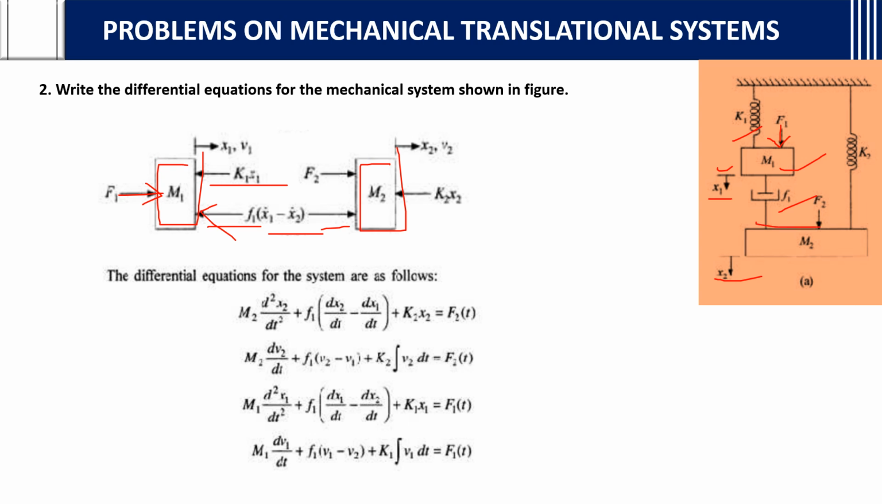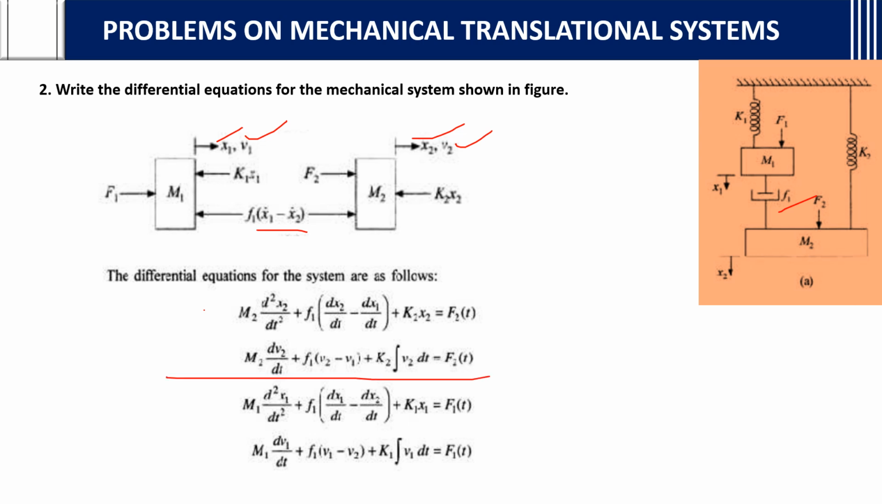Next here M2 is connected. For M2 you will connect K2, in the opposite direction, that is K2 into X2. Anyway f1 is already connected between both, and F2 is connected in this way. Why? Because there is another force F2 here. So whichever are there, you need to connect, and displacement also you need to mention. If you see, there is a displacement between this and 2, that is X1 and X2, and we will consider even the velocity.